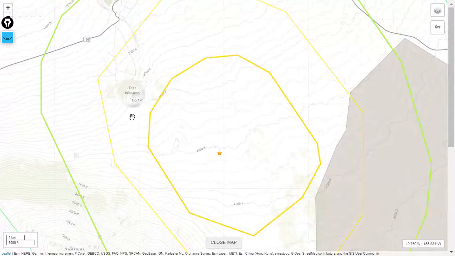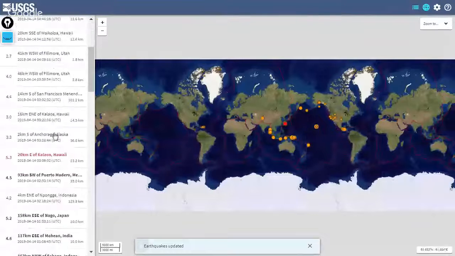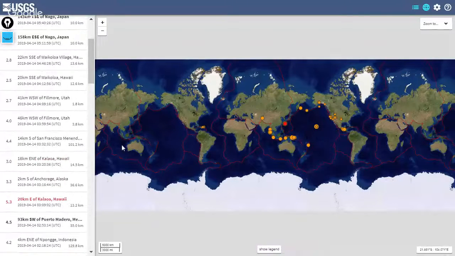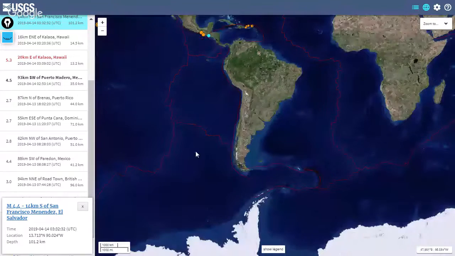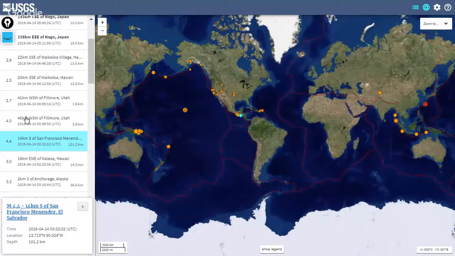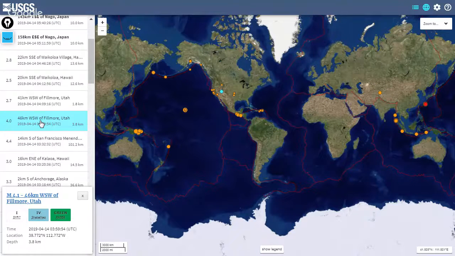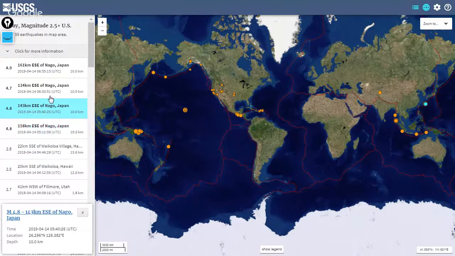Not too far from Pu'uwawa. We also see a 4.4 at El Salvador at depth. This map is my pal. I heart this map. 4.4 at Fillmore, Utah. 4.8 at Japan. 4.7 at Japan. And a 4.9 at Japan.